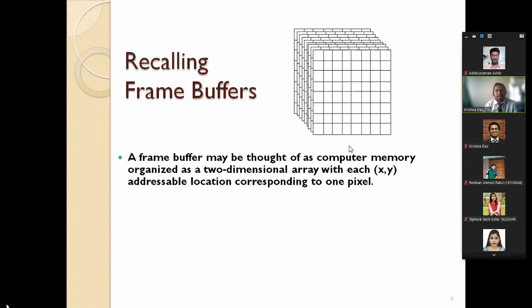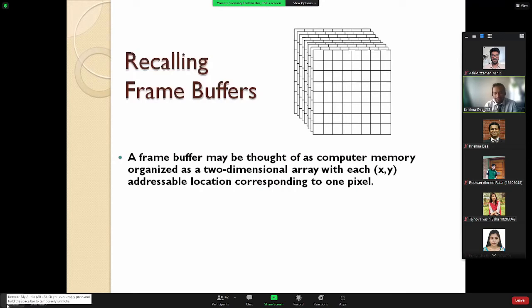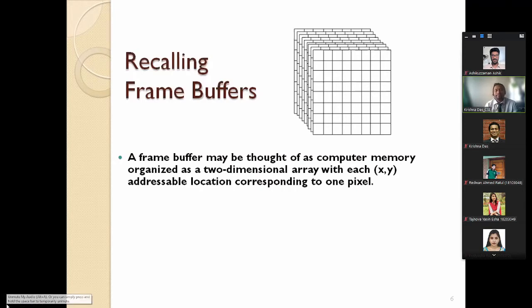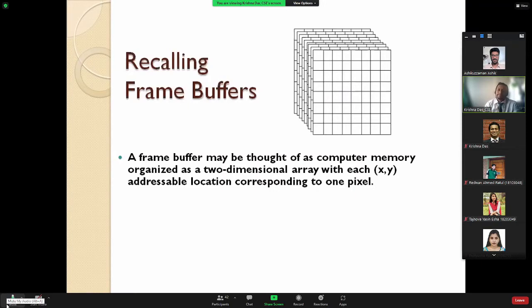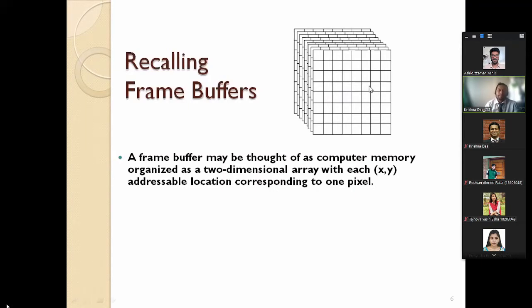You can remember the color depth, right? One of the properties we have discussed, color depth, color value. Can anyone remember? Yes. So, color value is RGB, and the depth.